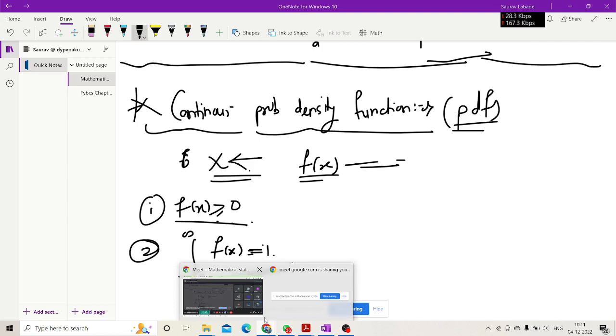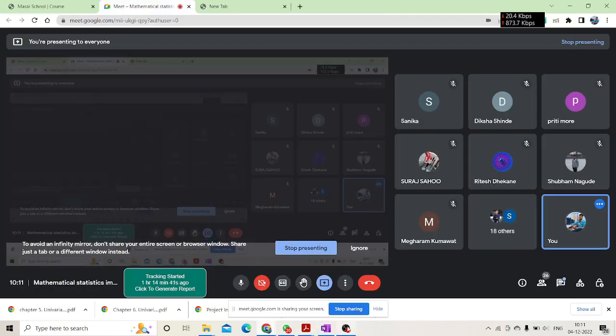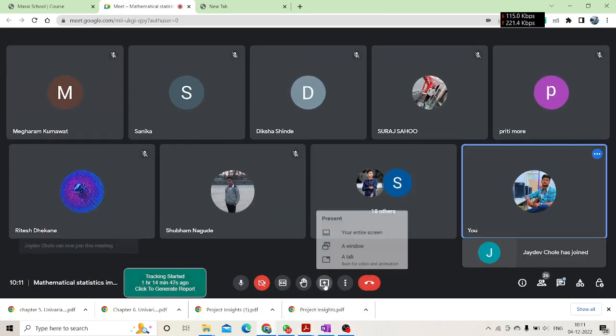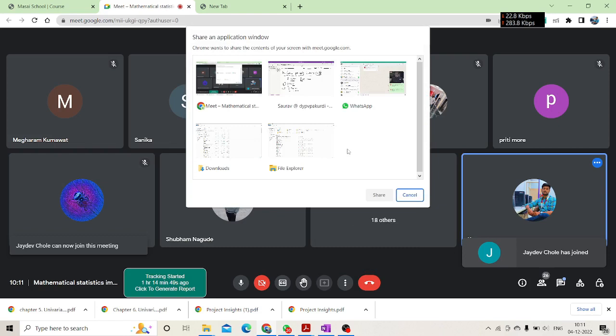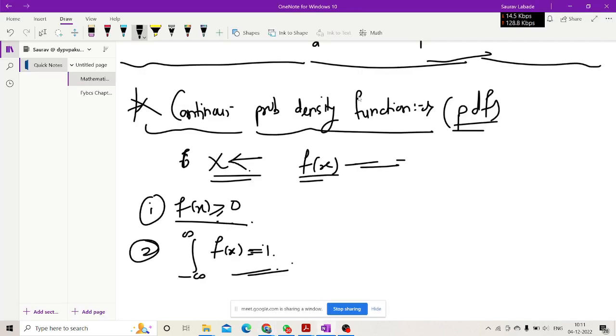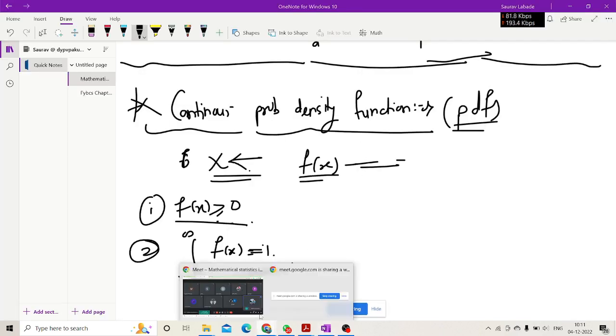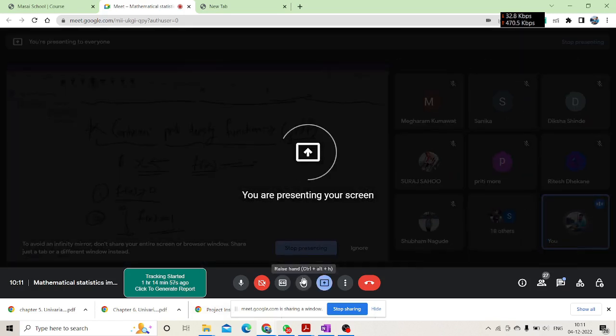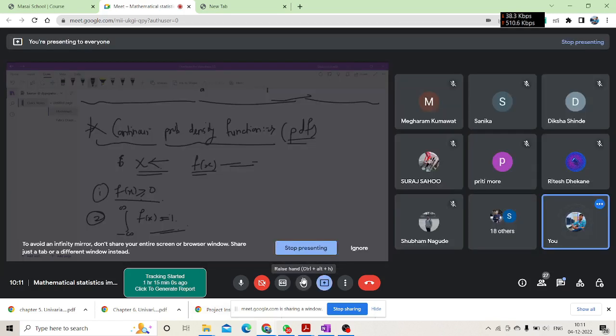Okay, understand? Just try to understand first what is PDF. Probability density function means what?